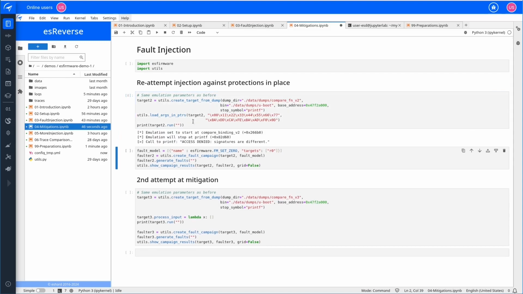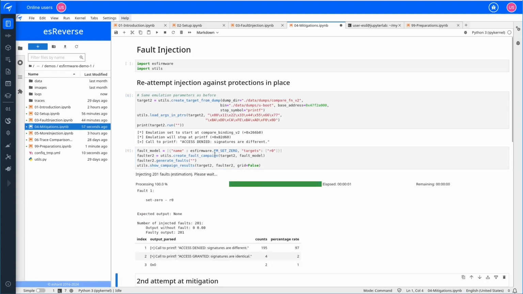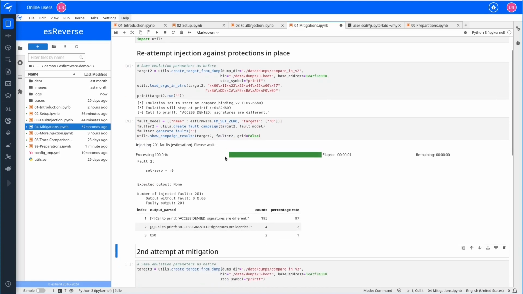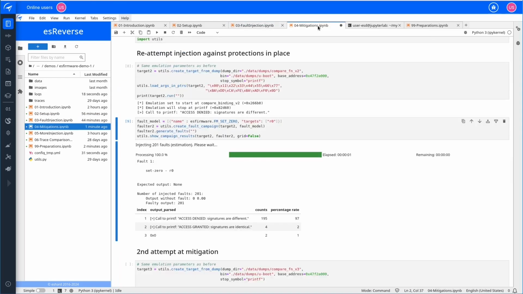We would be able to run that in CI/CD or something. So same emulation as before, except that this time we are looking at compare binding v2. We start with an access denied, and we can check that it successfully prevents any access granted from actually being printed. Except that it doesn't. We have the exact same result as before. We have 2% of the injected faults managing to result in an access granted. And this is not expected. What's going on?